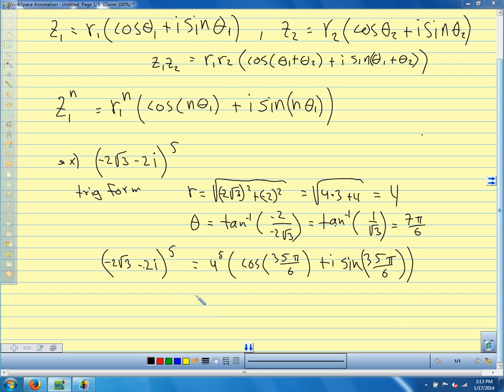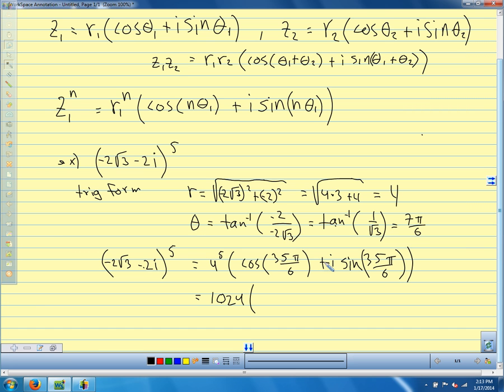Four to the fifth is 1024. And here's another one, unit circle one. Cosine 35 pi over 6. 35 pi over 6 is coterminal with what angle? 11 pi over 6. Because 36 pi over 6 is coterminal with 2 pi.